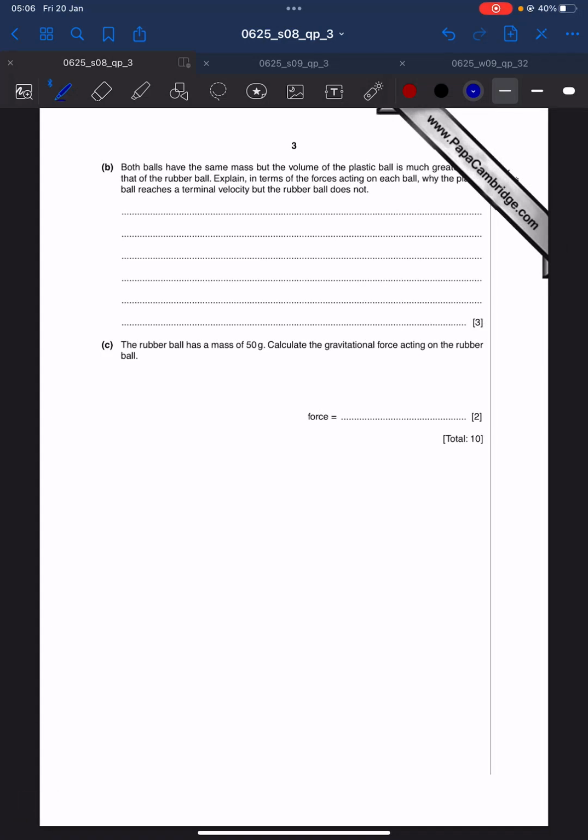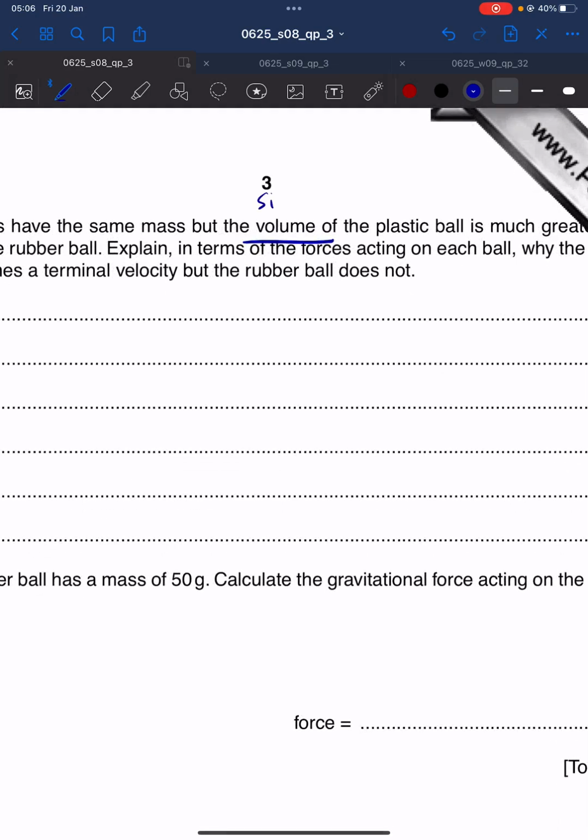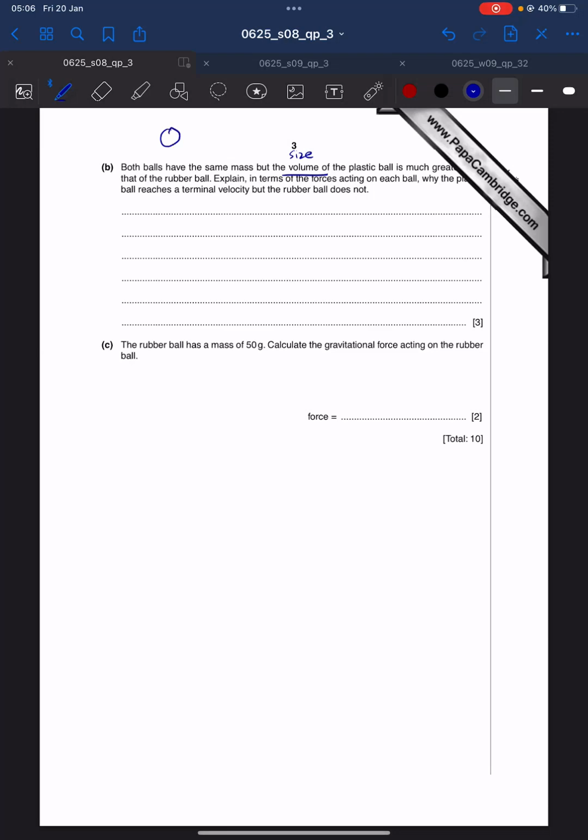You're told both balls have the same mass. الاثنين عندهم نفس الماس. Assume مثلا let's say 2 kgs, but the volume of the plastic ball is much greater than the rubber ball. Now the moment we talk about volume, I can say volume and I can say size. هما بيتكلموا عن volume is basically just size. واحدة لو عاملة كده التانية كبيرة شديد. السؤال شنو؟ Explain in terms of the forces acting on the ball why the plastic ball reaches terminal velocity but the rubber ball does not.